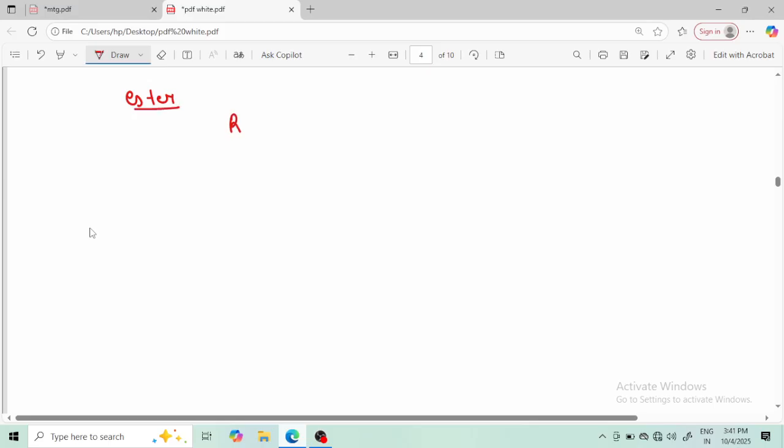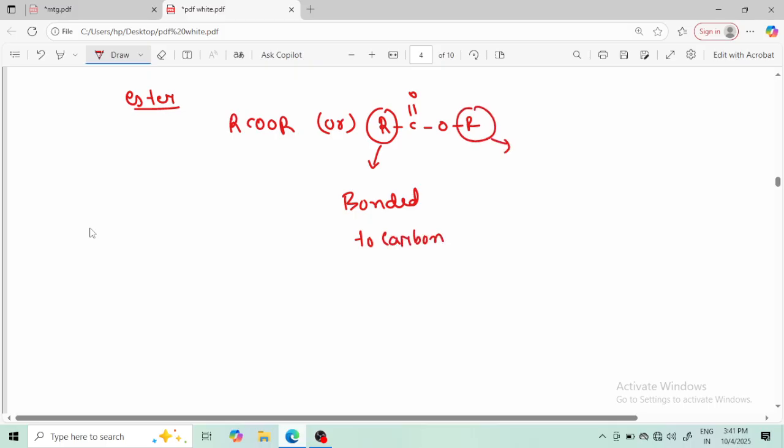Now the ester part is a bit different, okay. So if it's ester RCOOR, or I can also expand it like this, RC double bond OR. So this R is what is bonded to what? It's bonded to carbon or not? And this R is bonded to oxygen. So you have to ignore the R part, that is alkyl part, that is bonded with oxygen, and you have to take the R part that is bonded to carbon.